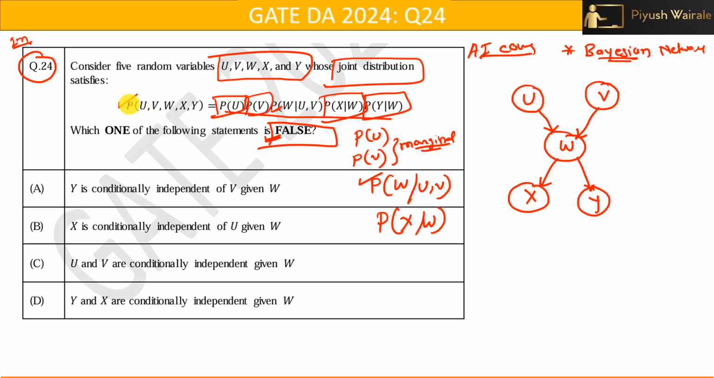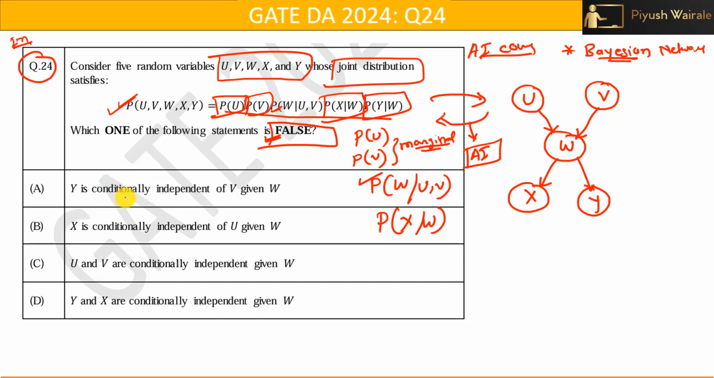You should know, if a distribution is given to us, how to convert it into a Bayesian network, or if a Bayesian network is given, how to find the joint distribution. This is very important in the AI course, in the reasoning under uncertainty topic. You should know how to write the joint distribution for a Bayesian network. That's it. So let's go through the options one by one.